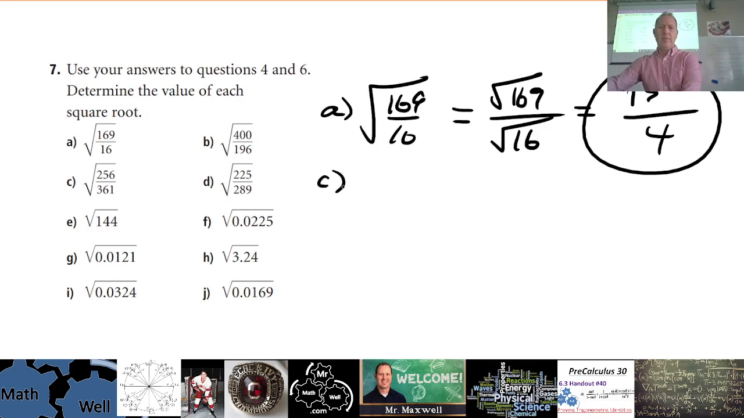Okay, C, what about C here? What's the square root of 256? Is that a perfect square? Yeah, it is. What's that? 16, good. Oh, and what about 361? That's a tough one. What's 361? 17, 18, 19, which one is it? 19. All right, can we reduce 16 over 19?